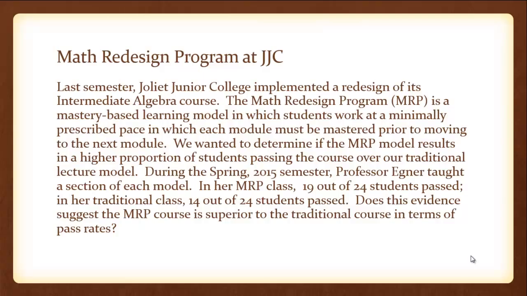So if you think about the way this study was designed, you can basically think of those 48 students, the 24 in the MRP and the 24 in the traditional, as our sample, right? Basically, we can think of them as randomly being assigned to one of the two courses. 24 went to the MRP and 24 went to the traditional. So in that respect, we can kind of think of this as a completely randomized design with two treatments, right? Well, really one treatment. You either get the MRP course or you get the traditional course.